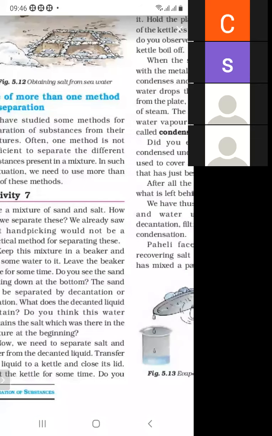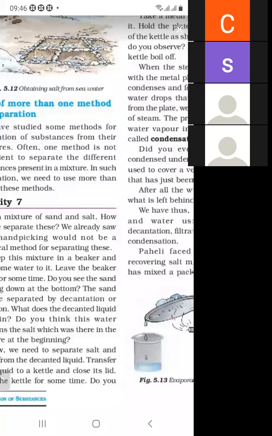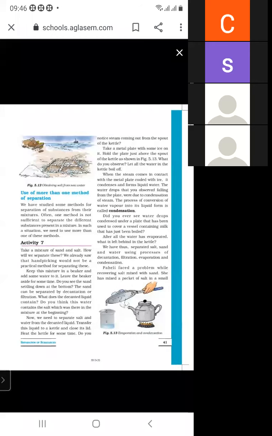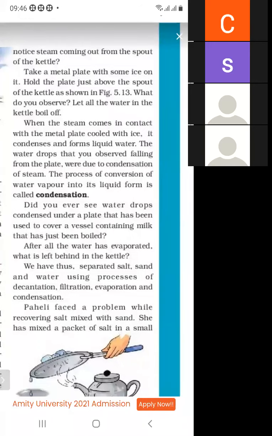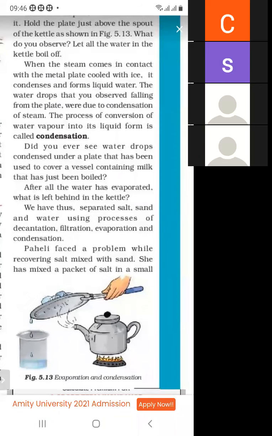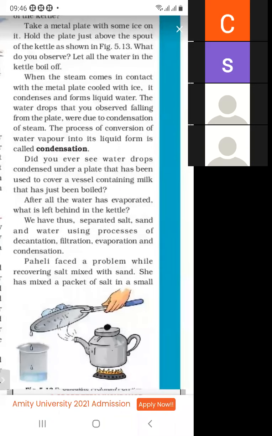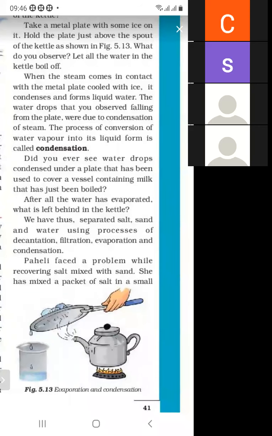Do you see the steam coming out from the spout of the kettle as shown in the figure 5.13? And when the steam comes in contact with the ice, it forms liquid water.